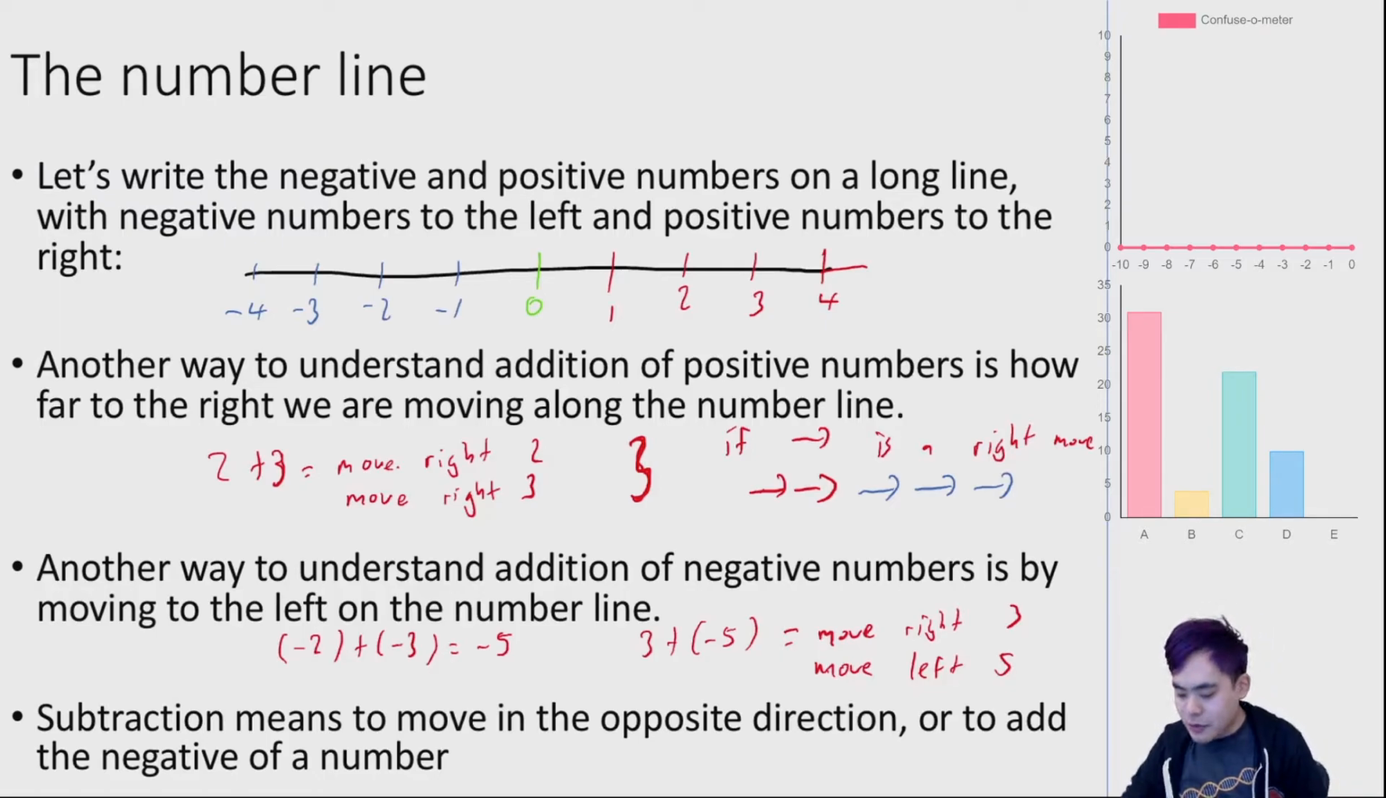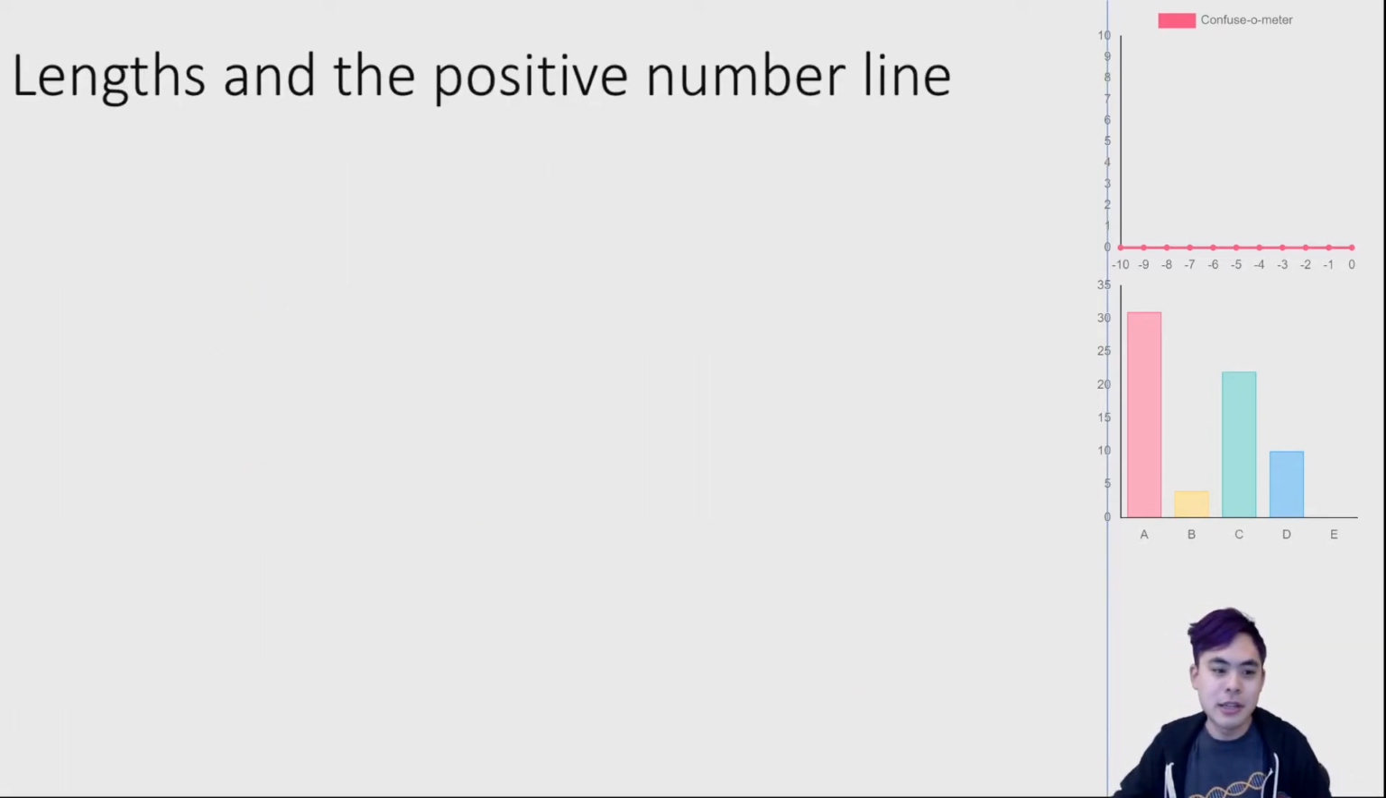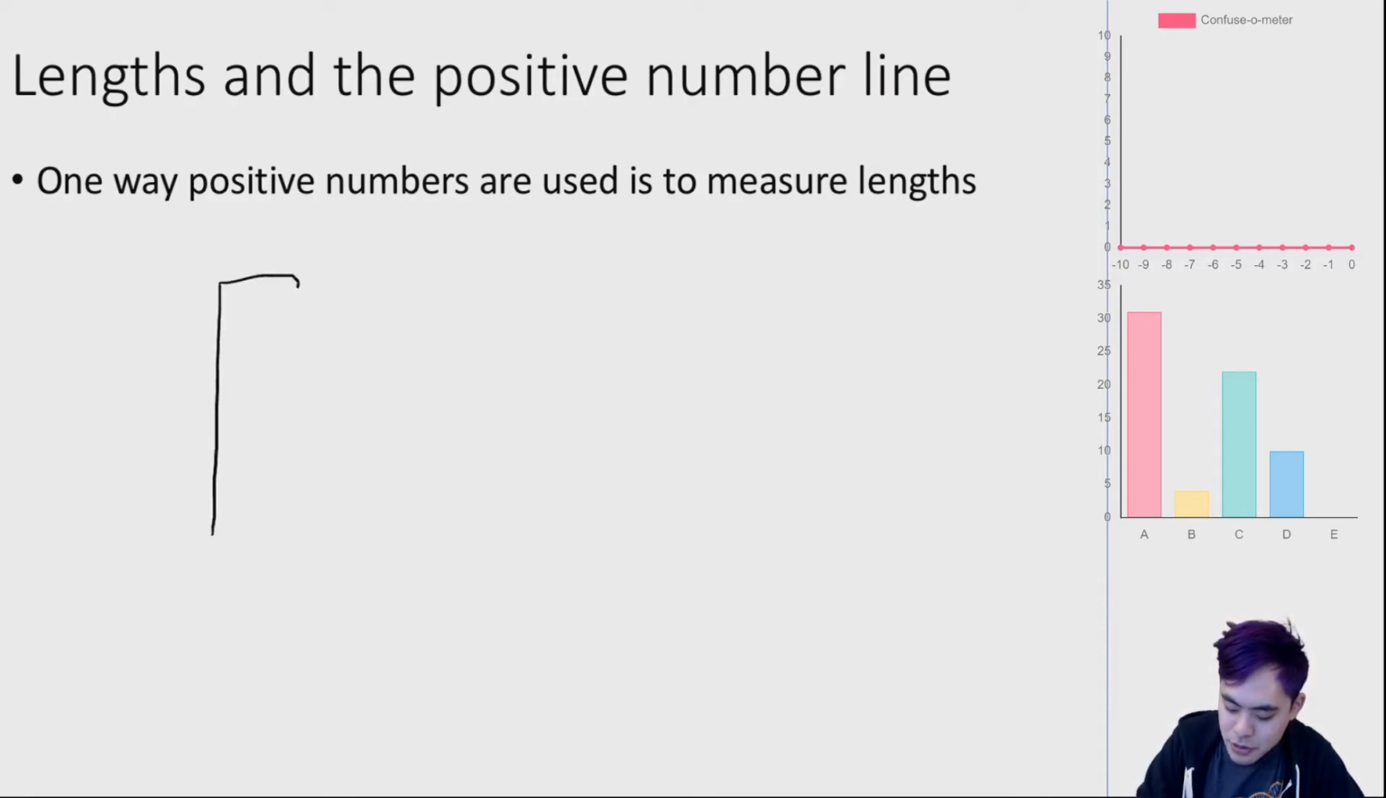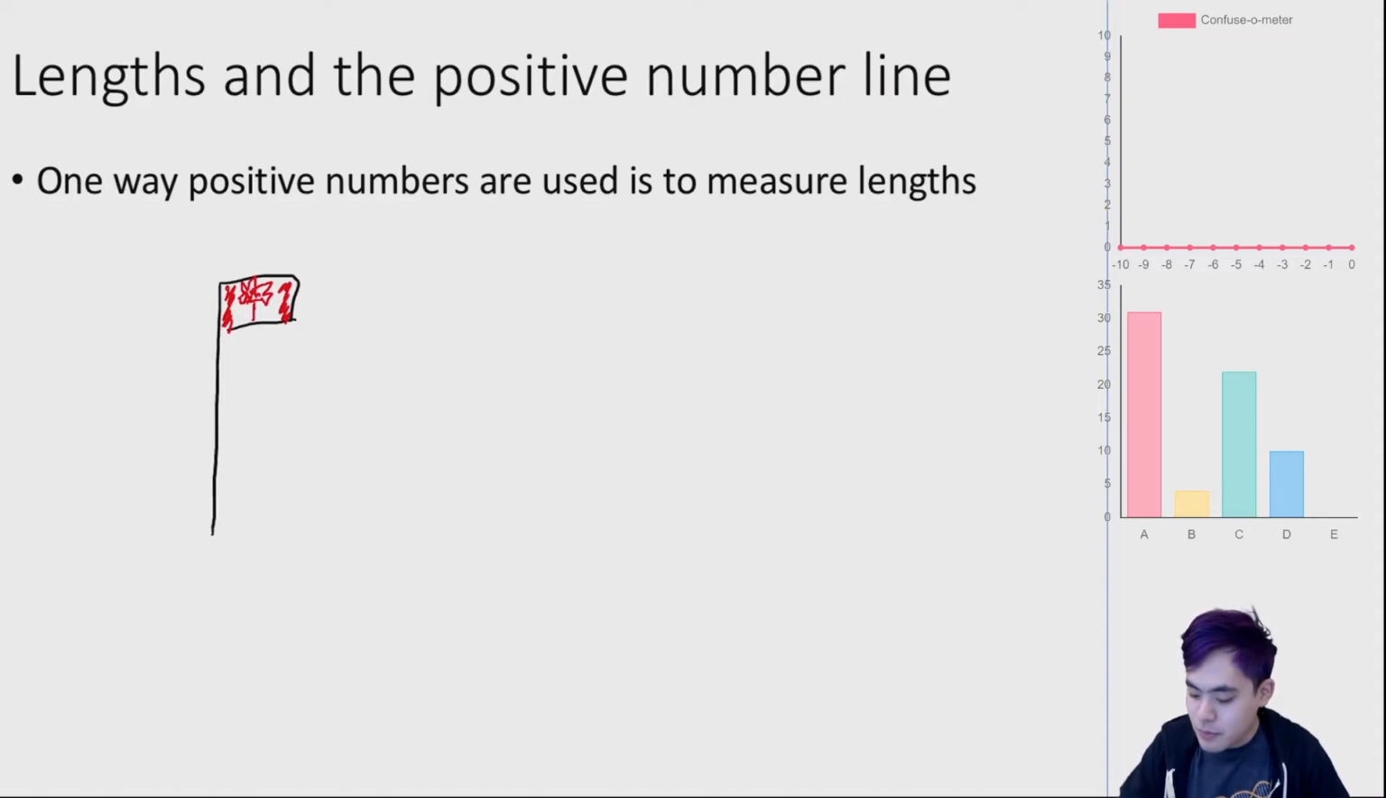Okay, so let's move on a little bit. So let's talk about lengths and the positive number line. So one way positive numbers are used is to measure lengths. So suppose that we have a flagpole here. I did warn you that my drawing skills are not very good, but suppose we have a flagpole here. And what we're interested in is how far away we are from the flagpole.